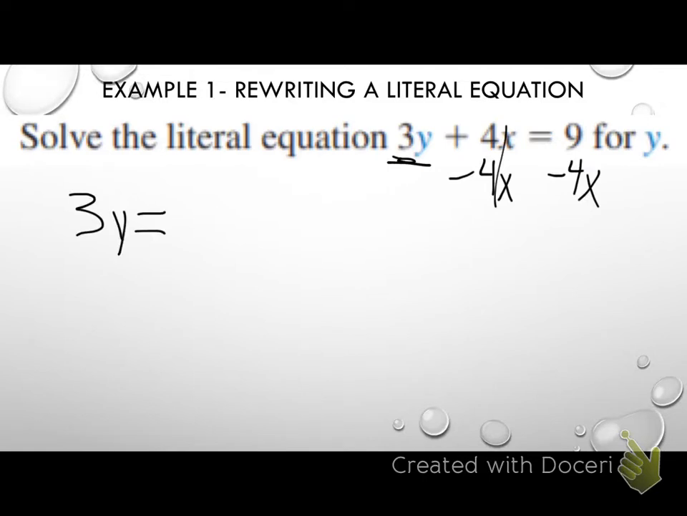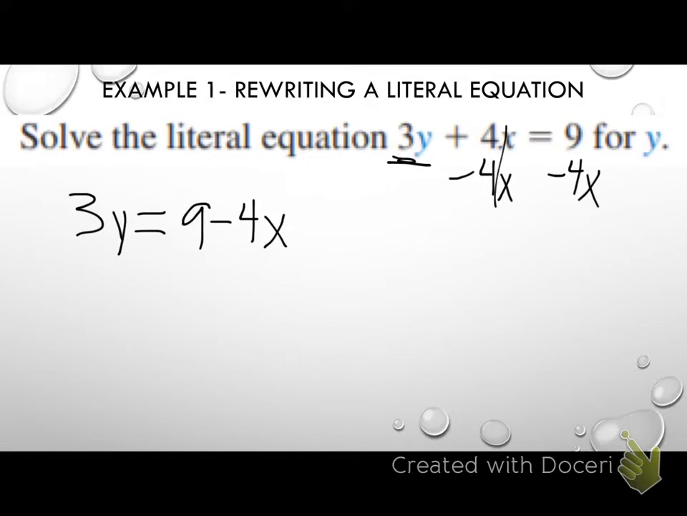So on the left-hand side, I'm left with 3y. On the right-hand side, I have 9 minus 4x. Can I combine those two things? No, they're not like terms, are they? They both don't have an x. So I just write it as 9 minus 4x. If I can't combine them, I just have to write it out like that. Any questions on that?